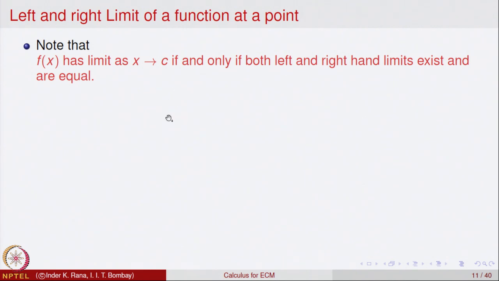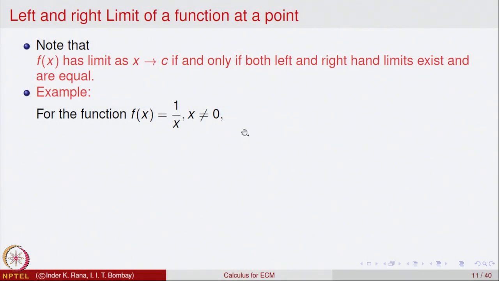Then we say that is a fact, an obvious fact, which you can assume, or you can just prove it from the definition of the existence. So, let us look at some more examples of left limit and right limit.